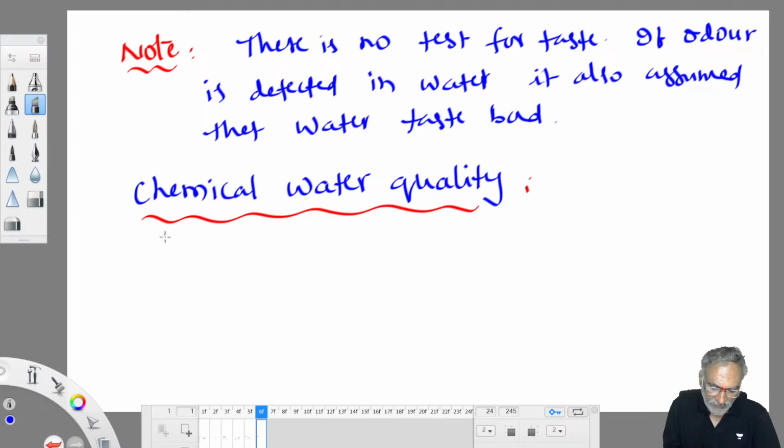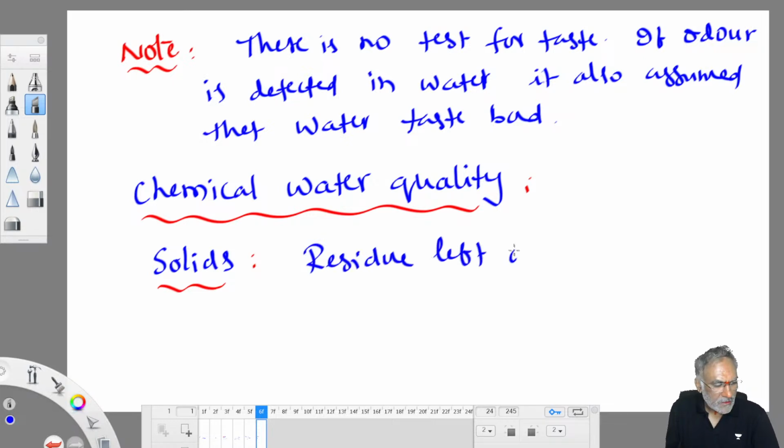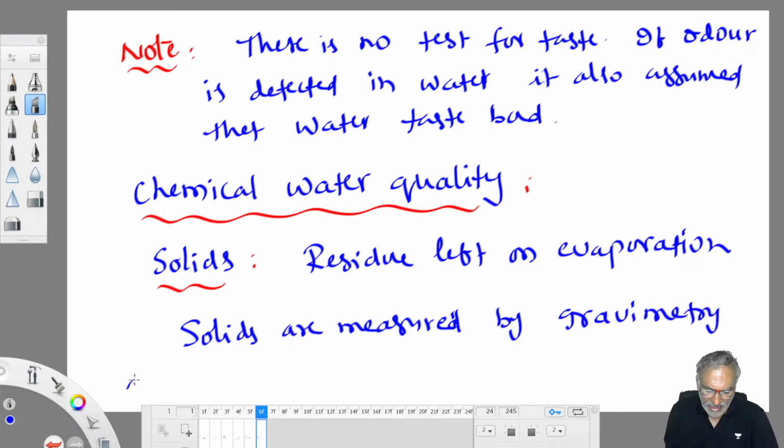Chemical water quality. The first parameter we work out is solids. Solids are nothing but residue left on evaporation. As per the definition, it is residue left on evaporation. Solids are measured by gravimetry. Gravimetry means weight measurement. Measured by gravimetry and expressed in terms of milligram per liter or ppm.